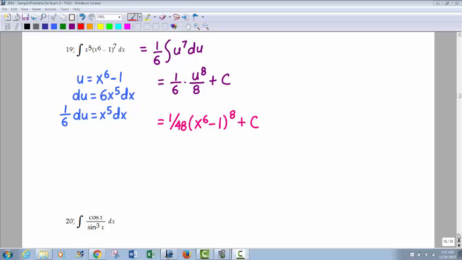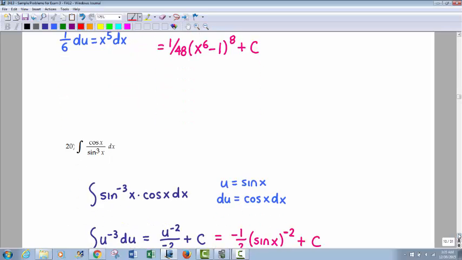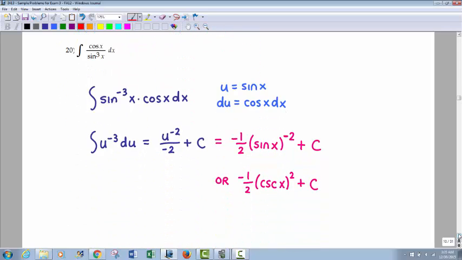See, number 20 is also a pretty straightforward trig substitution.